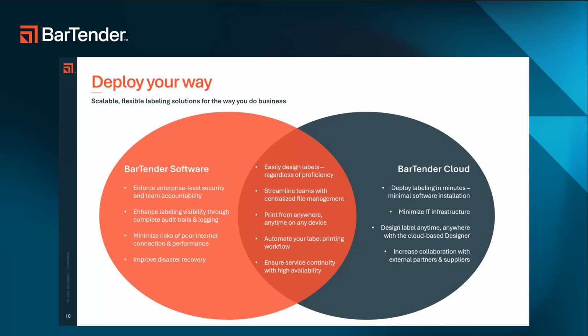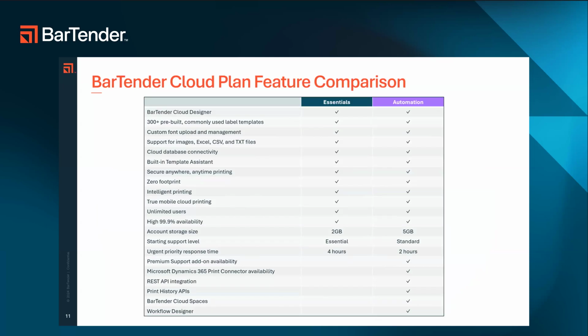You can continue to automate your label printing workflow with flexible custom integrations and connections. And most importantly, we ensure bulletproof performance and availability regardless of which solution you choose. This is something that we pride ourselves on because it's exactly what our customers expect. And if you choose BarTender Cloud, everything we did walk through today is available across both BarTender Cloud plans.